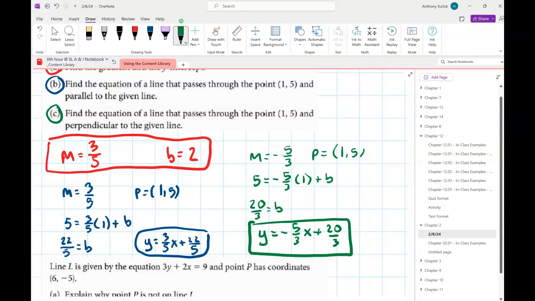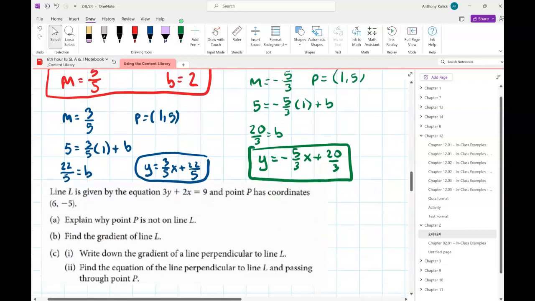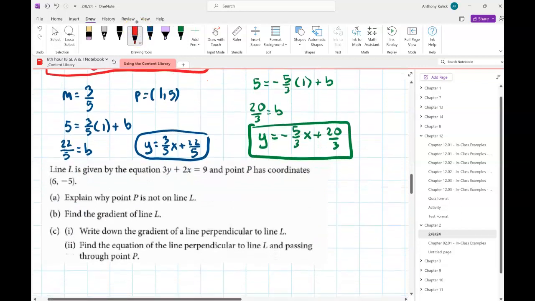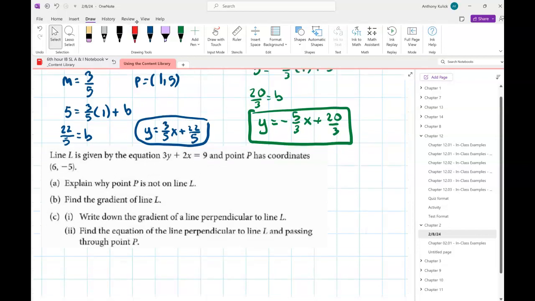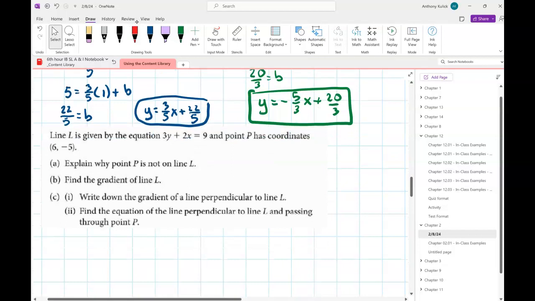Everybody feel good doing that? Again, you should be like, Mr. Kulik, we did this in Algebra 1. Are you serious? And I'm like, I guess I'm pretty serious. We wouldn't be spending all this time if I wasn't. I'm happy that you remember, though.